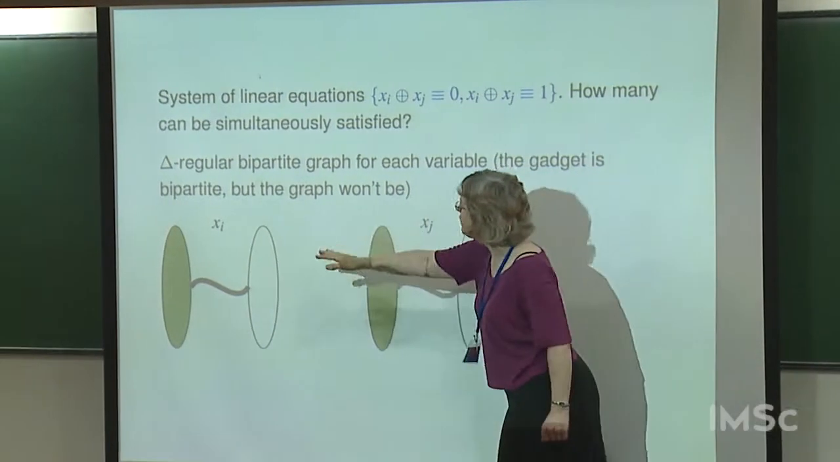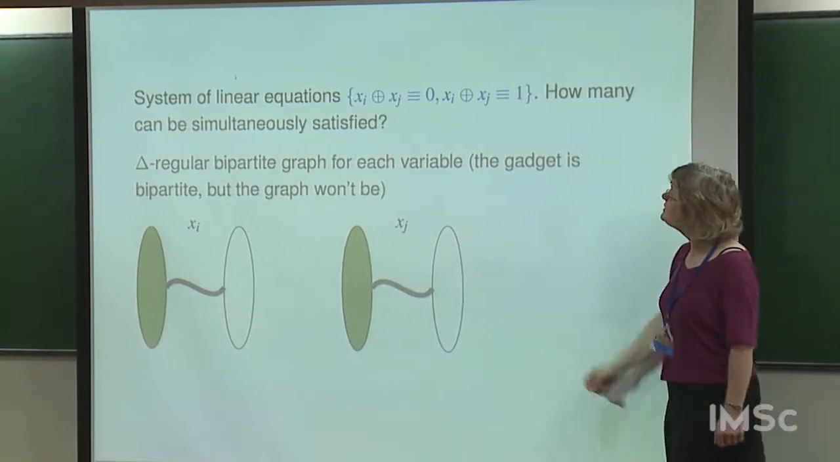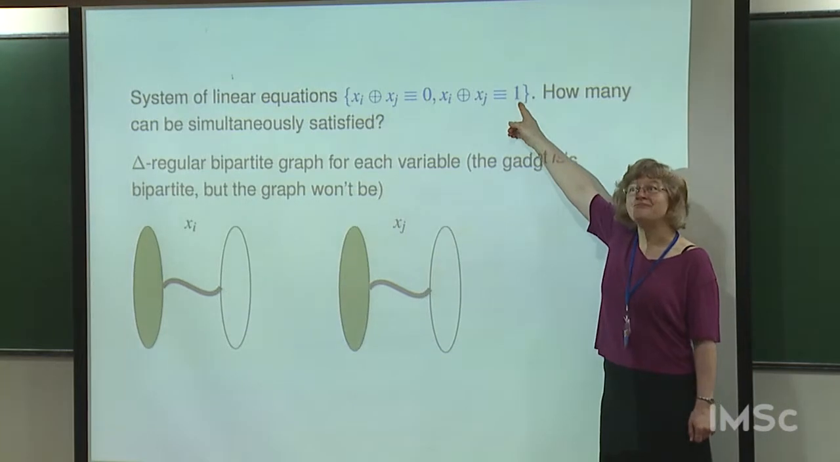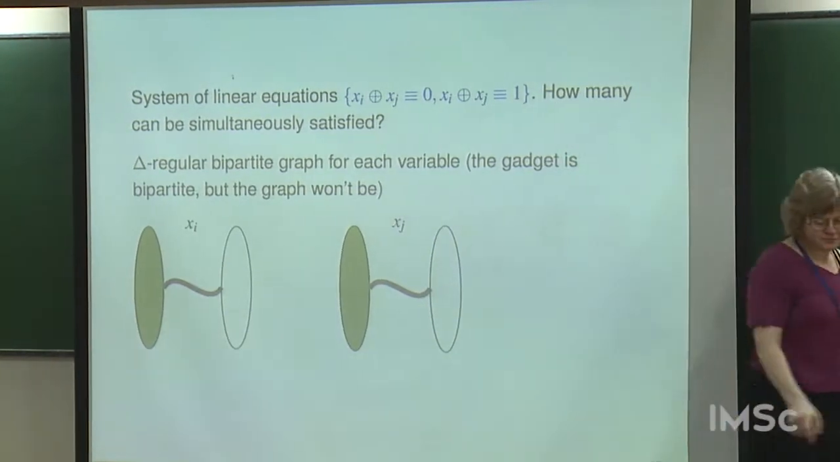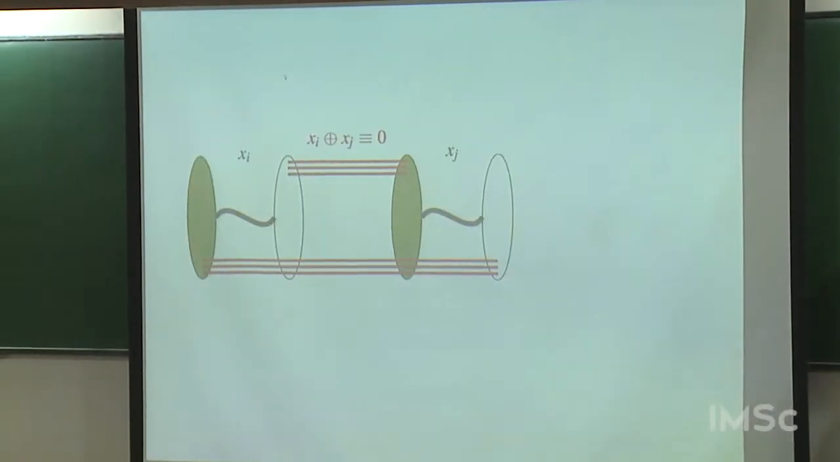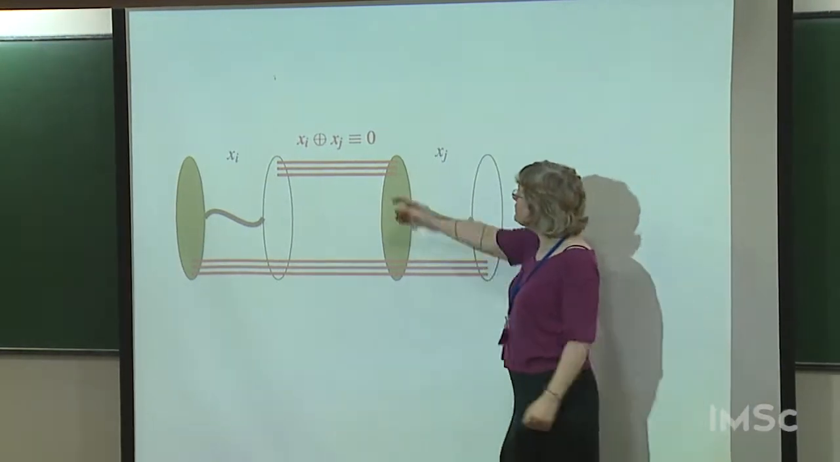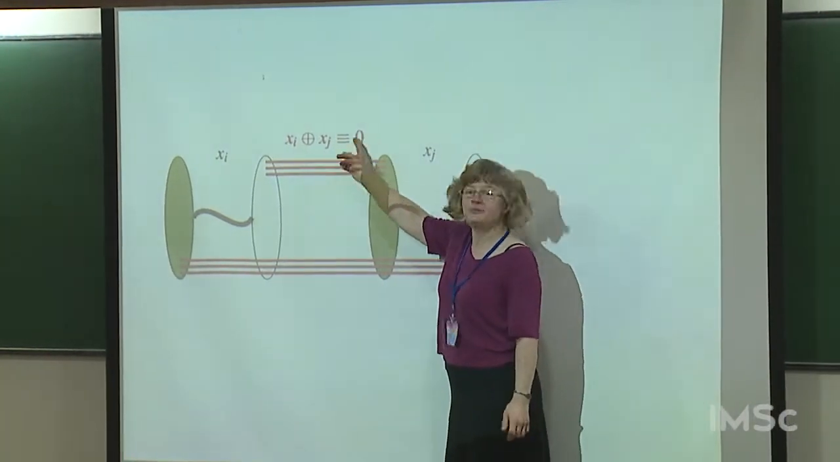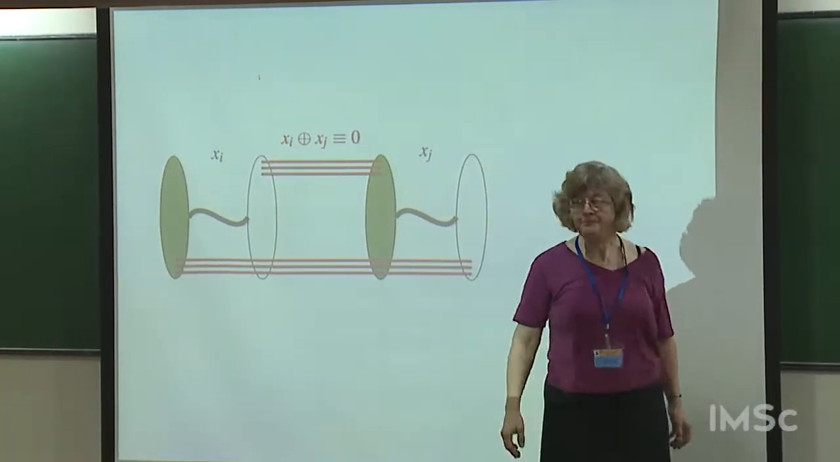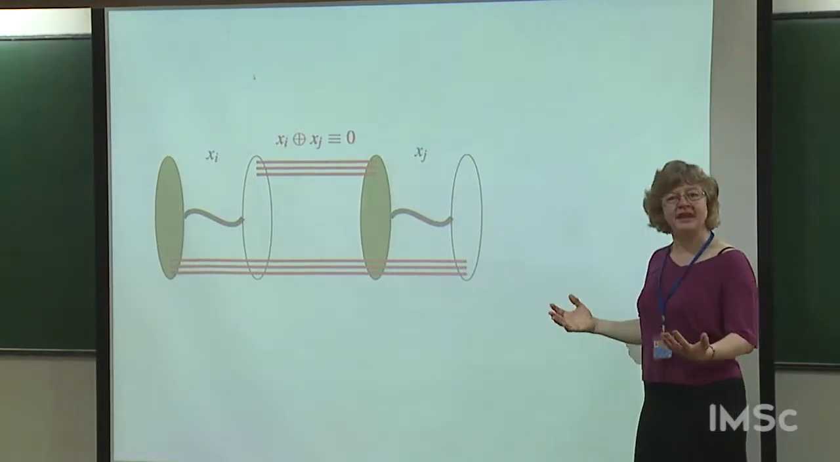So for every variable, we make one of those gadgets, and now we just want to code up some linear equations. So let's do that. If we have a linear equation, xi plus xj, and we try to make them the same, then we want to make them the same.